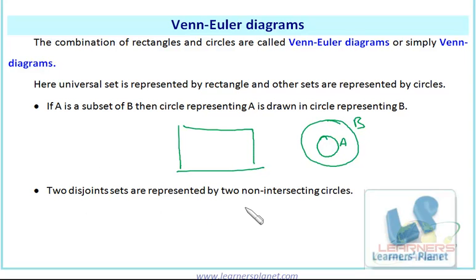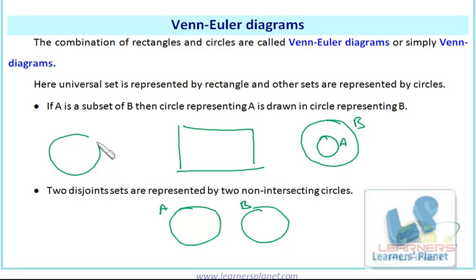Two disjoint sets are represented by non-intersecting circles. So these two are disjoint sets. That means there are no common elements between A and B. If there are some common elements, then we will get this sort of diagram.